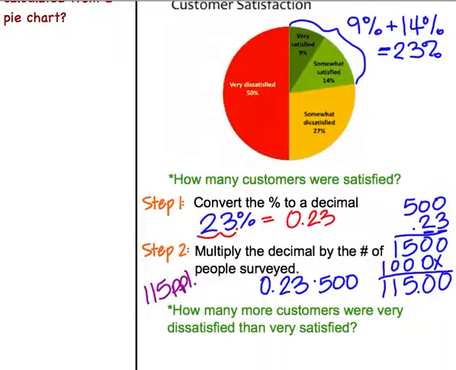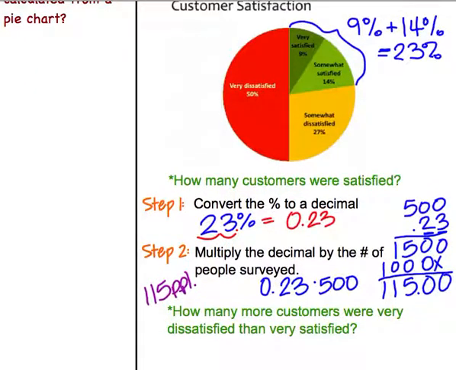Now, question 2 was how many more customers were very dissatisfied than very satisfied. So we know that there were more that were very dissatisfied. This one is pretty easy. We see that very dissatisfied was 50%. So I have 0.5, and I'm going to take that times my 500, and I know that that's 250 people because half of 500 is 250.